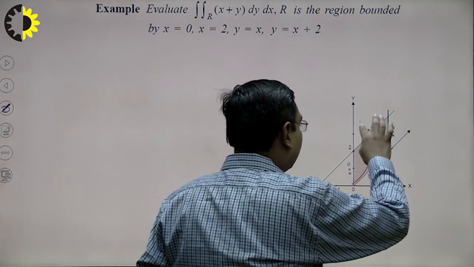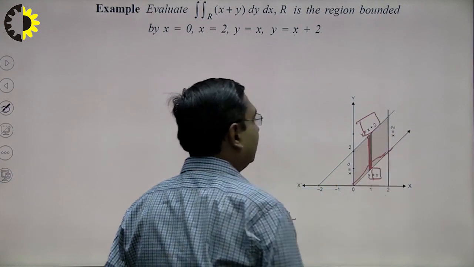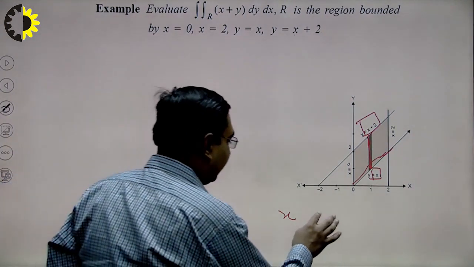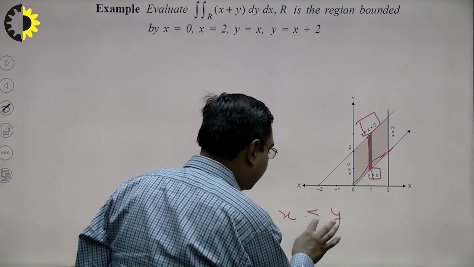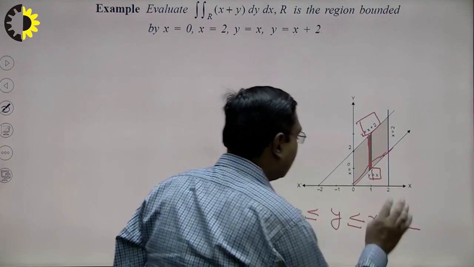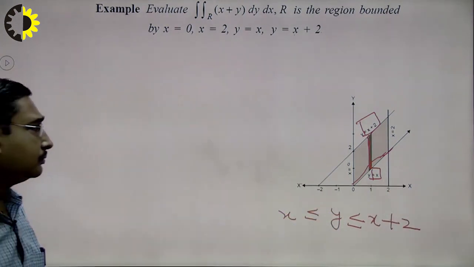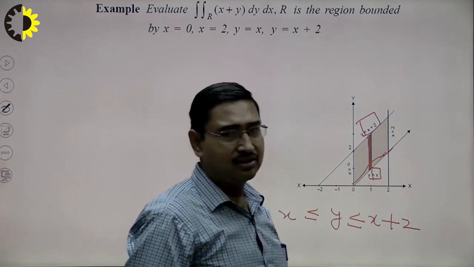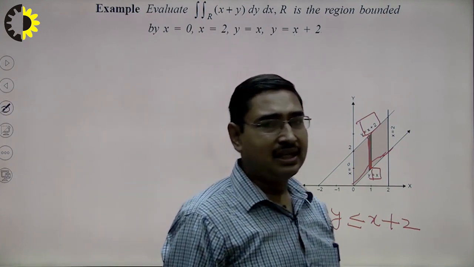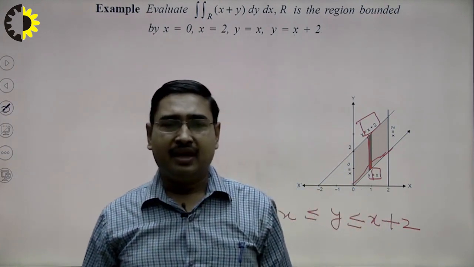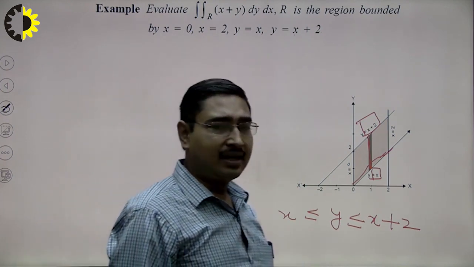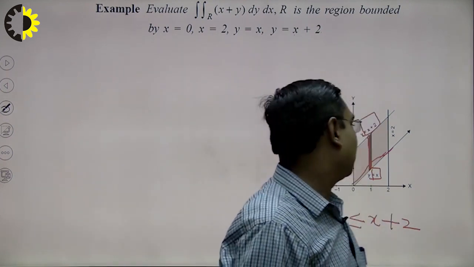The value of y from this equation will be x plus 2, and it will be the upper limit of y. Therefore, y varies from x to x plus 2. Now we shall find limits of x. To find limits of x, we shall use extreme points of the region. The leftmost point will give the lower limit of x, the rightmost point will give the upper limit of x.